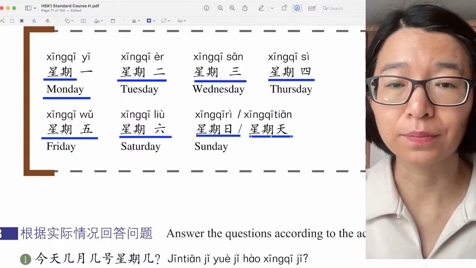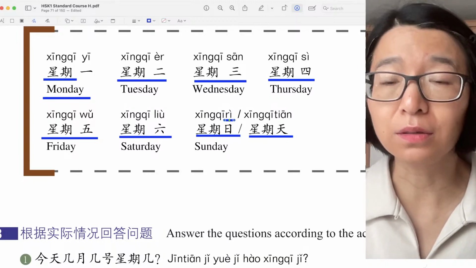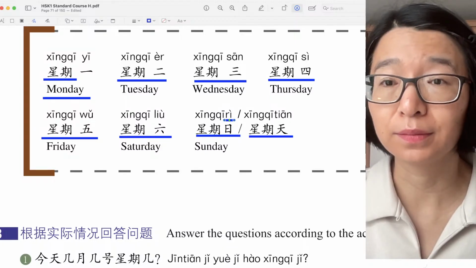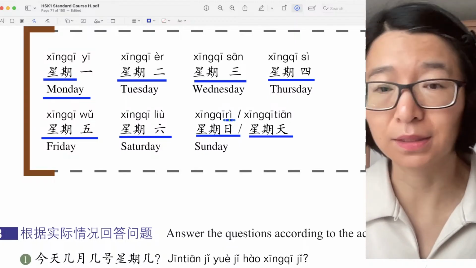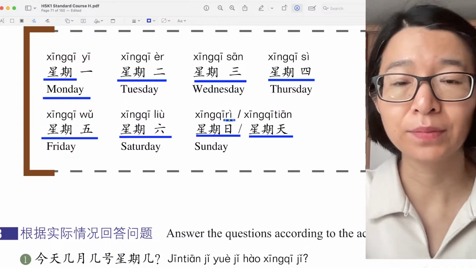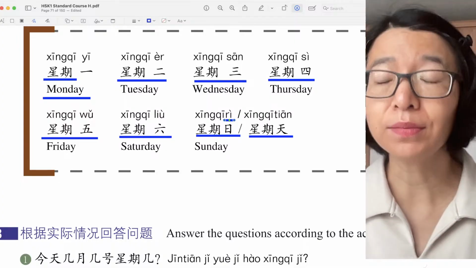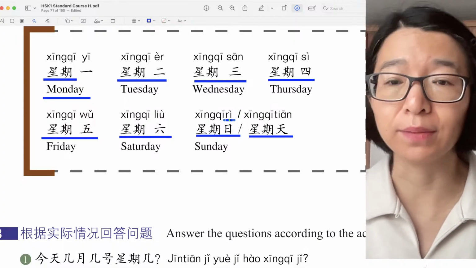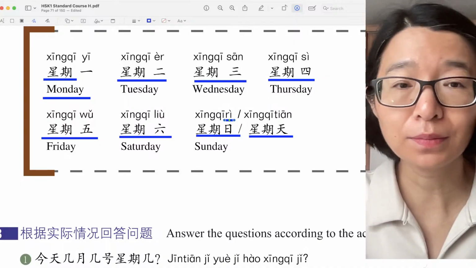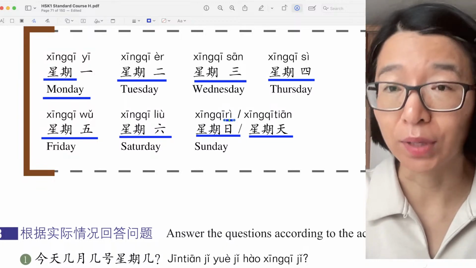Here, this character 日, it's just like the sun. Basically means sun. Another word, 天, means sky. So for Sunday, you can say 星期日. You can also say 星期天. 星期日 is a formal way, and 星期天 is informal way. Excellent.